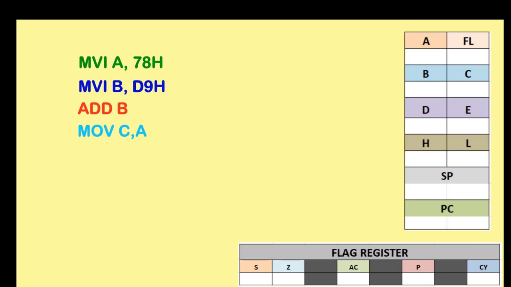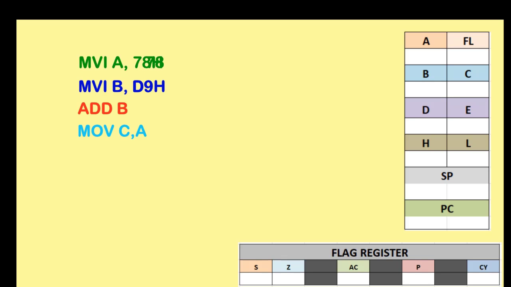In this example we have MVI A, 78H; MVI B, D9H; ADD B; MOV C, A. First we will store 78 in register A, D9 in register B, add the contents, and then store the result. Because the result is in A, we store the result in C. Let us see how this will work.